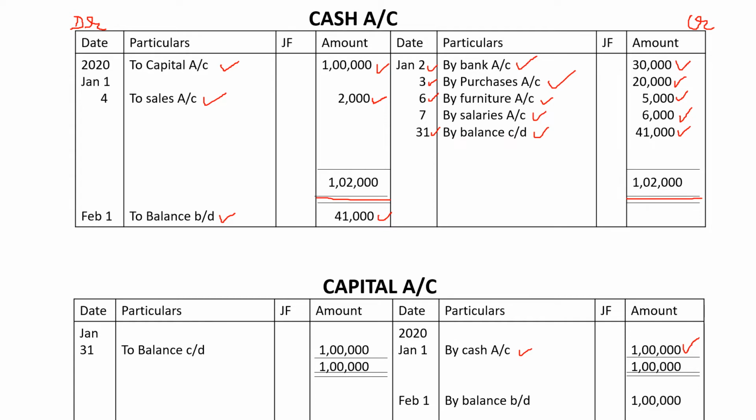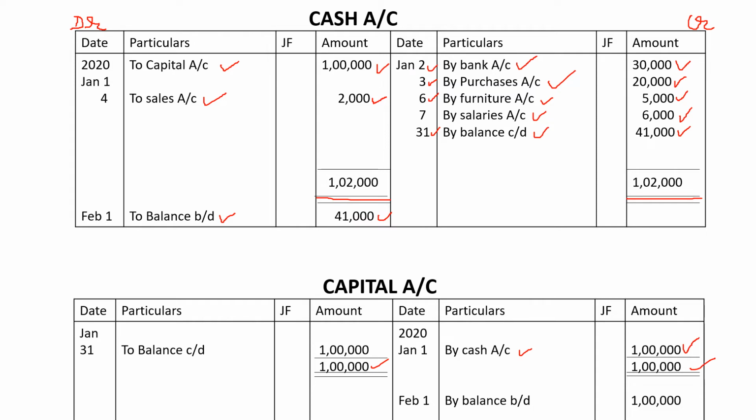First we have to check which side is more. Now the credit side is more, so we have to write 1 lakh as the total. Then that total we have to write on the debit side also. Then above the total we have to write 1 lakh rupees. So we are closing this account.